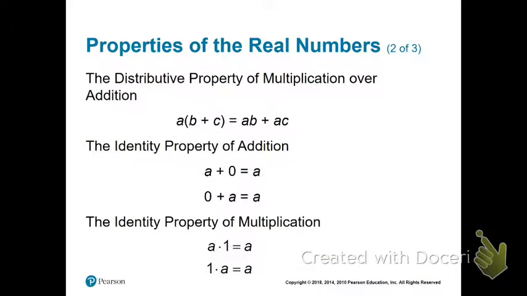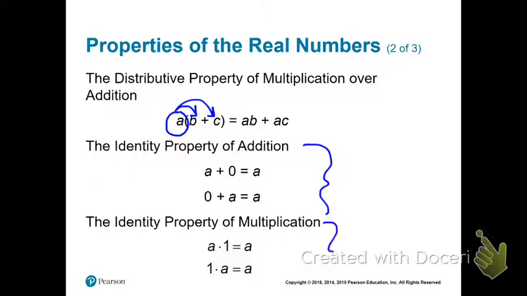Okay, then we have our distributive property here, and y'all are usually really good with the distributive property because you know that you take whatever number with the sign included and you multiply it times everything inside the parenthesis directly next to it. Then we have the identity property of addition and multiplication.